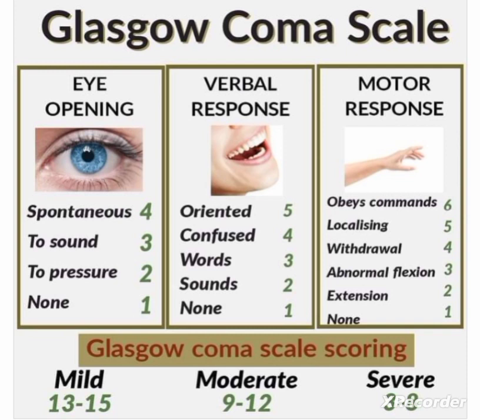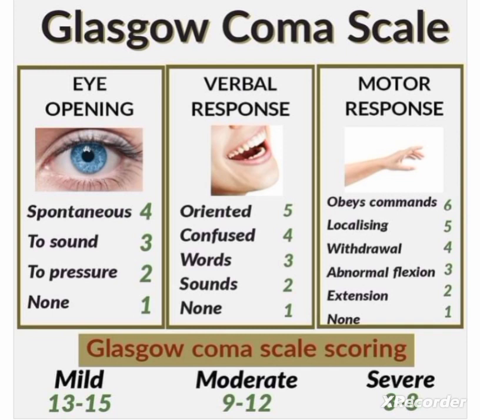Motor response: if the patient obeys commands, the score is 6, and if the patient is localizing pain, the score is 5, and if the patient withdraws, the score is 4, and if the patient has abnormal flexion like a decorticate posture, the score is 3, and if there is extension or a decerebrate posture, the score is 2, and if there is no response, the score is 1.